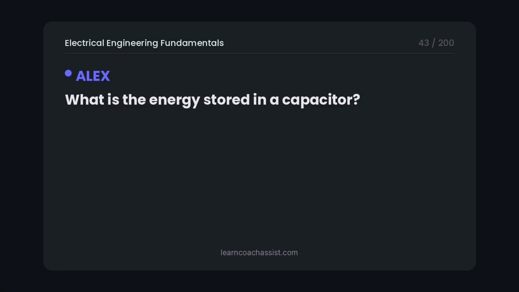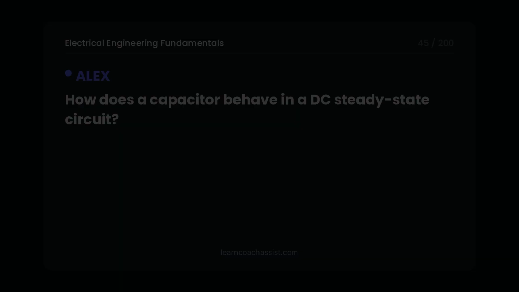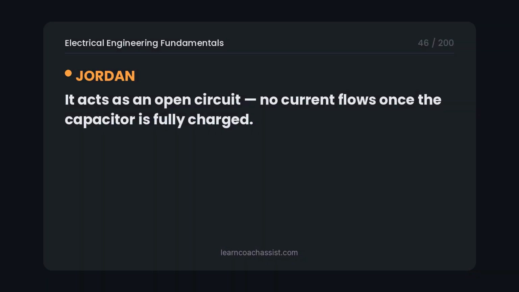What is the energy stored in a capacitor? E equals 1/2 CV², where C is capacitance and V is voltage across the capacitor. How does a capacitor behave in a DC steady-state circuit? It acts as an open circuit, no current flows once the capacitor is fully charged.